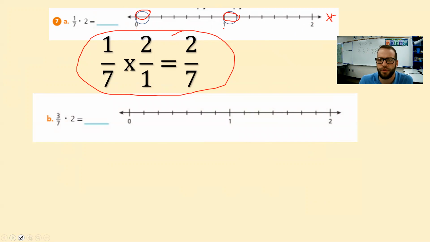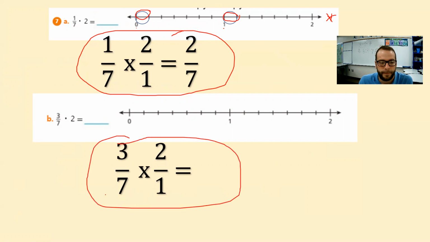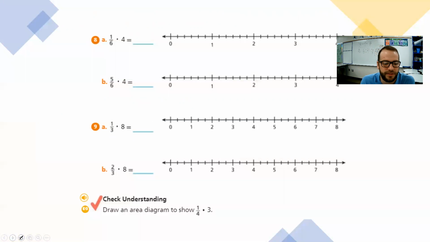Let's try it with this one, 3/7 of 2. So that would be 3/7 of 1. Oh, all right, so let's first find the answer the real way. 3/7 of means times or multiply, and then 2 over 1, and then you get 6/7, right? To demonstrate that on the number line, we can highlight 3/7 of 1, and then 3/7 of another 1, which means 3/7 of 2, and then together that's 6/7.